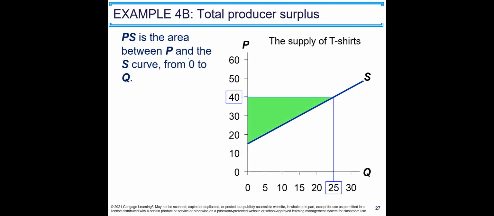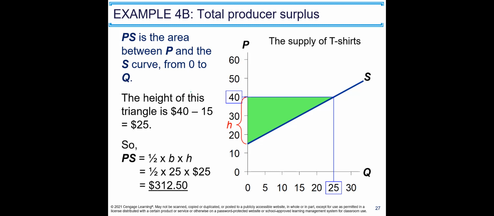Producer surplus is the area between price and the supply curve from 0 quantity to the quantity that you want to measure. And the height of this triangle is 40 minus 15, which is 25. So the producer surplus is the area, the green triangular area, and the height is 25, and the base is 25. So 25 times 25 divided by 2, 312.5 is the total producer surplus.